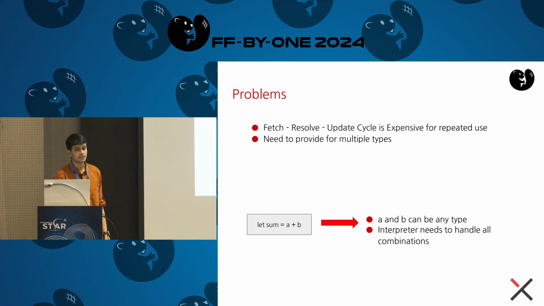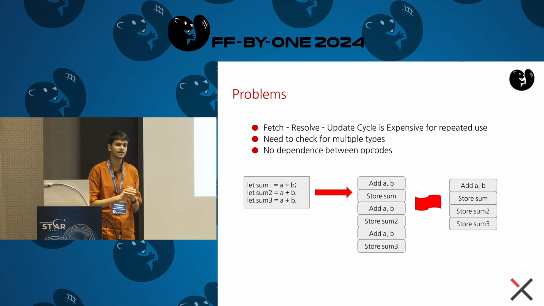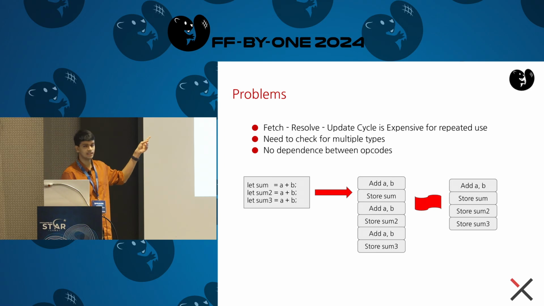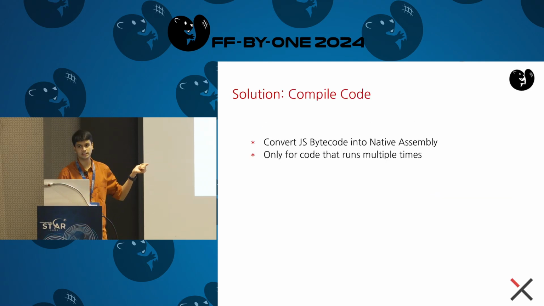Another issue is that bytecode does not have any dependency between opcodes. For example, if we take this JavaScript code, and assume that A and B are integers, we are actually computing A plus B 3 times, whereas we could have ideally done something like add A plus B and store it 3 times. But instead we are going to compute it 3 times. So this is again leaving performance on the table.